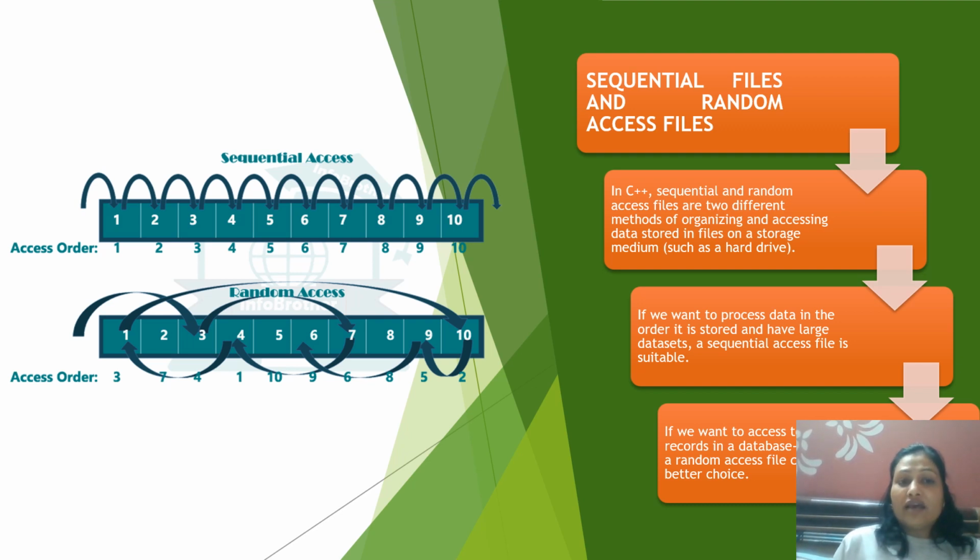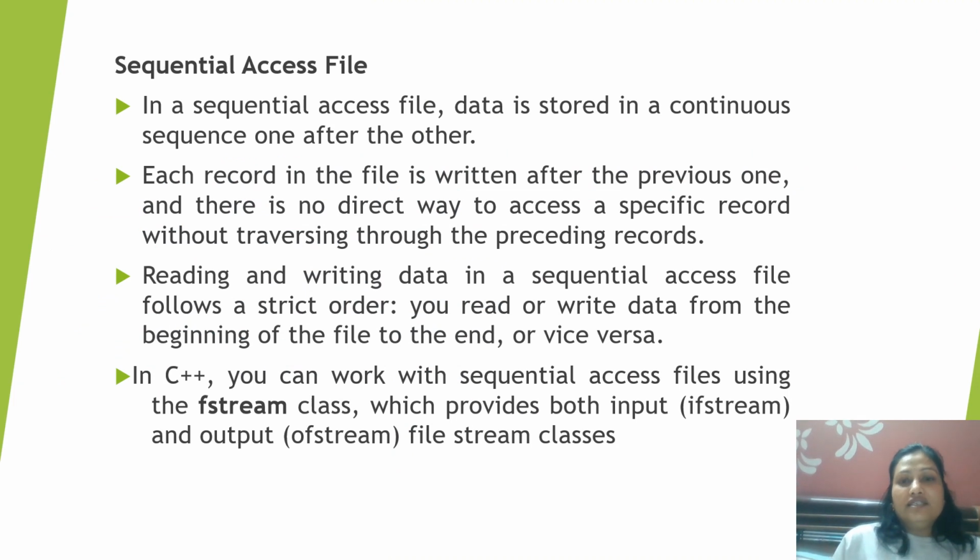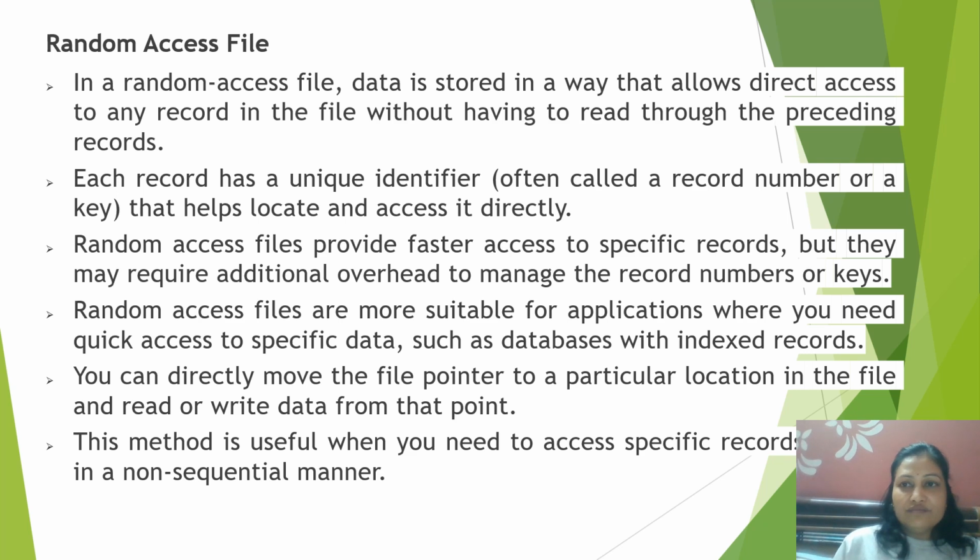But in random access, we can directly jump to a particular record. For example, if I want the fourth record or the seventh record, then directly from the first record, we can jump to the seventh record or to the fourth record. So in this way, we can see the random access file methods have more speed, or are faster in action, as compared to sequential access, because in random access, we are directly jumping to a particular record. These are some details of sequential access files and random access files.